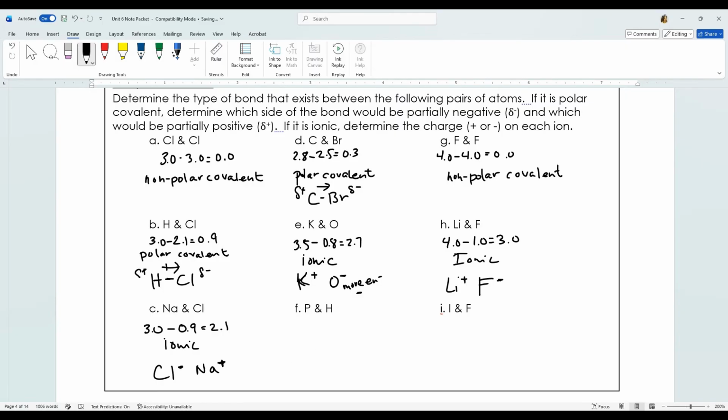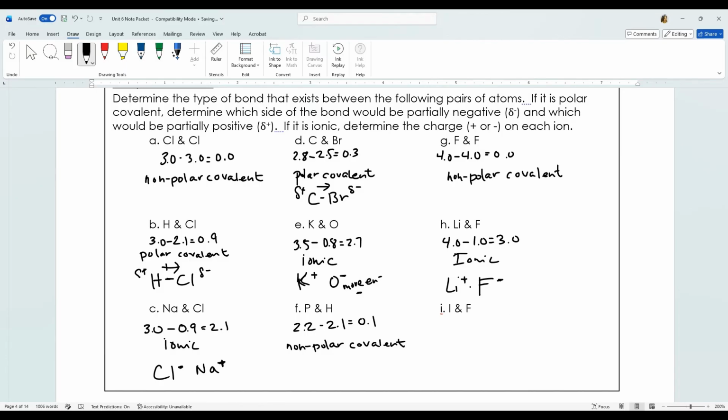Phosphorus and hydrogen, let's see, phosphorus is 2.2, hydrogen's 2.1. Difference of only 0.1, very small electronegativity difference. These electronegativity values are so similar, we say that that's nonpolar covalent. Phosphorus is not pulling electrons that much more than hydrogen is. Nonpolar covalent.